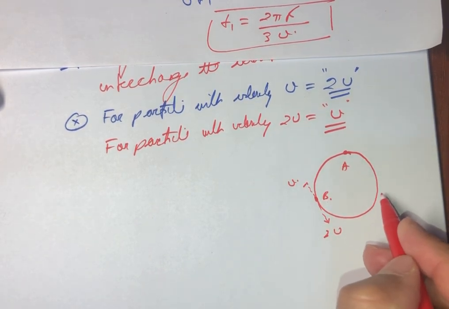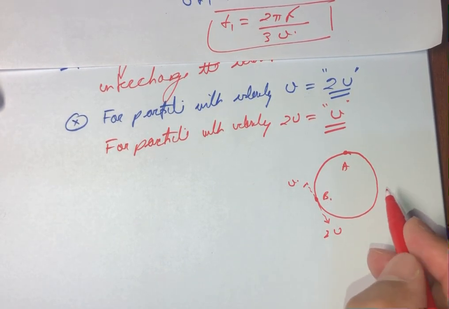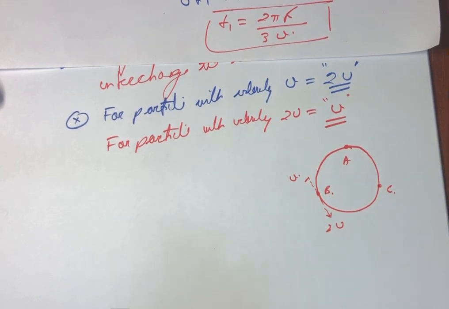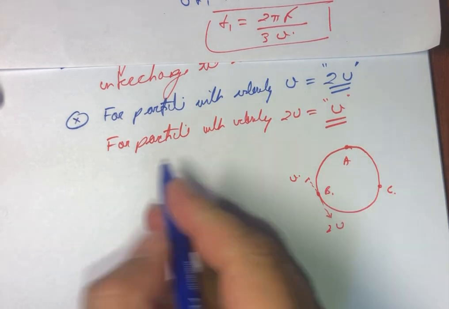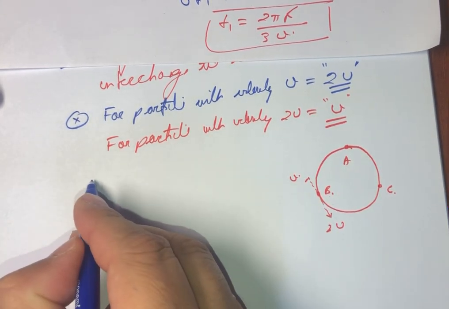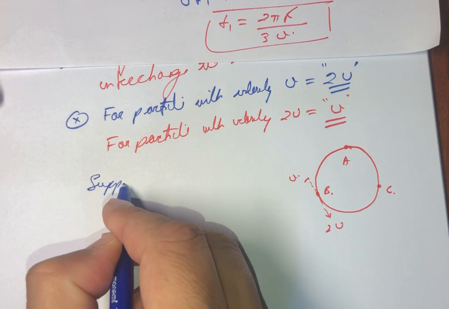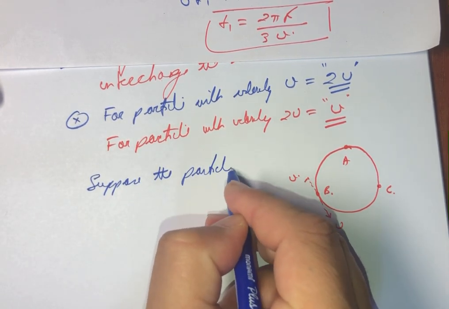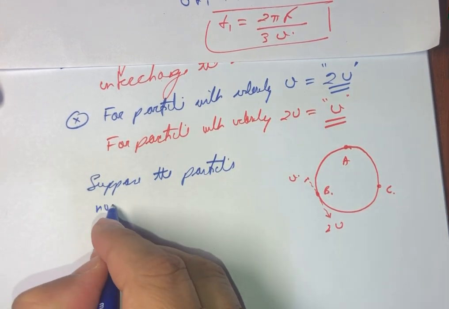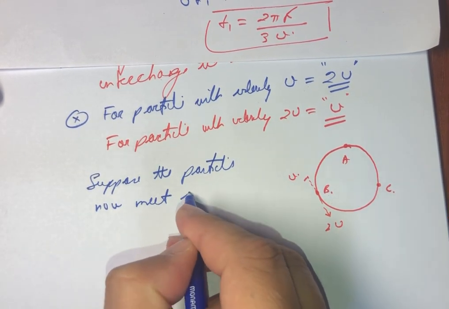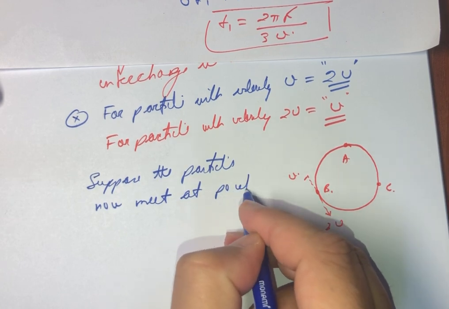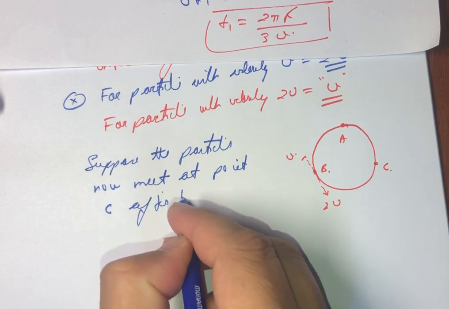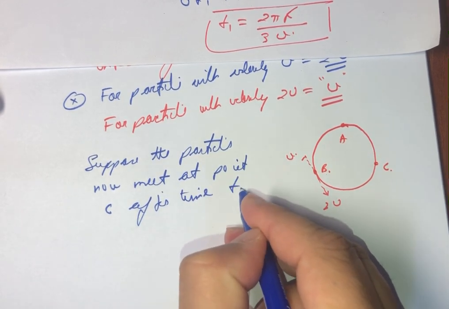Now let us assume that once again they meet at a point C after time t2. Suppose the particles now meet at point C after time t2.